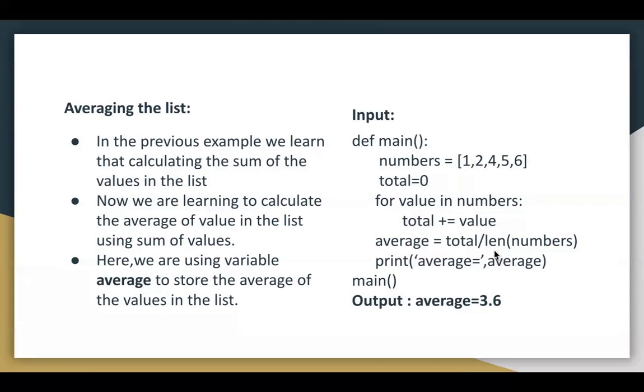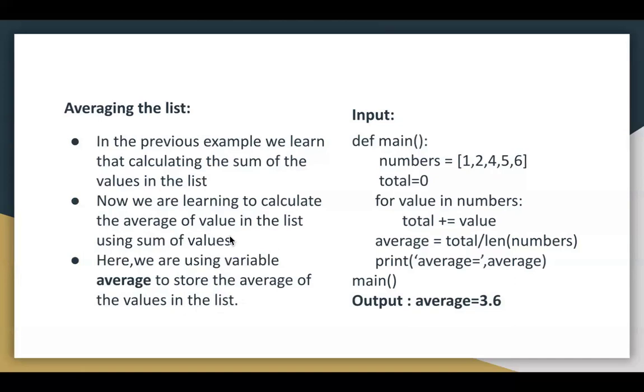Here I am using the function len to find how many numbers there are. Length of numbers is a function to find how many elements are in the list. So in the program we are using the length of the list numbers. Next we are printing the value as average is equal to average. Here we are using the variable average to store the average of the values in the list.